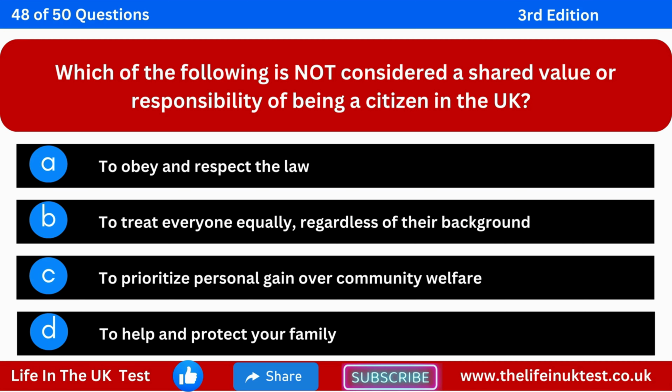Which of the following is not considered a shared value or responsibility of being a citizen in the UK? Option A, to obey and respect the law. Option B, to treat everyone equally regardless of their background. Option C, to prioritize personal gain over community welfare. Option D, to help and protect your family.